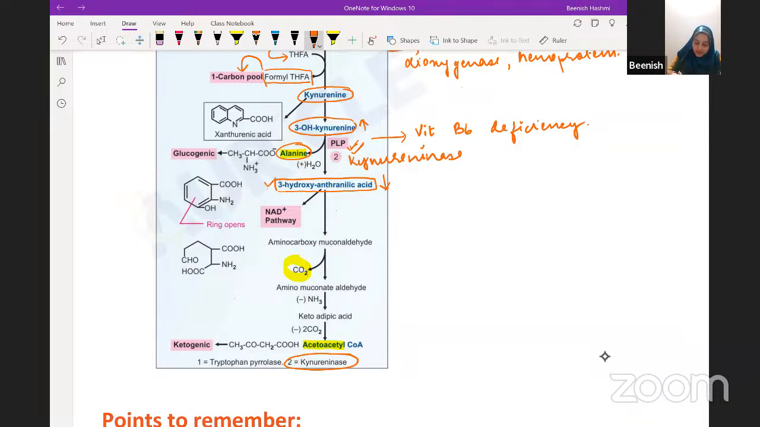Now this 3-hydroxyanthranilic acid is what goes into the NAD pathway. What is NAD pathway? NAD is the active form of niacin. Okay, so what will happen? So NAD will be decreased in case of vitamin B6 deficiency. Okay, and what happens? This 3-hydroxyanthranilic acid, by further reactions, you can see decarboxylations taking place. Ultimately, what is formed? Acetoacetyl is formed, which enters into the ketogenic pathway.